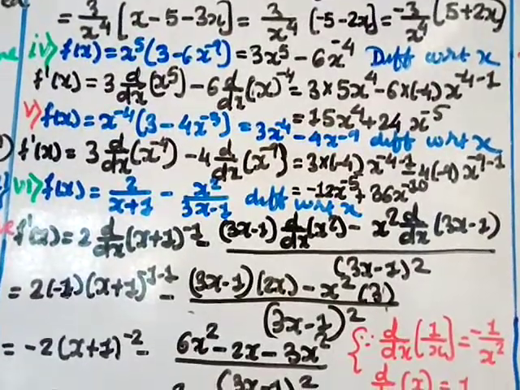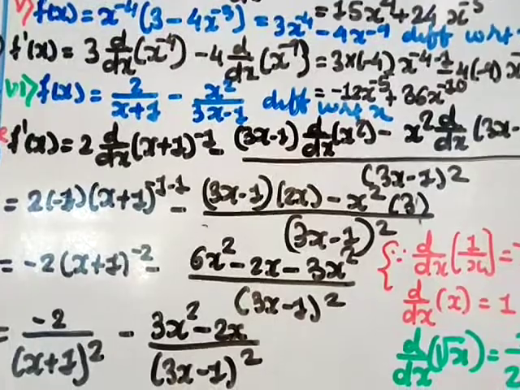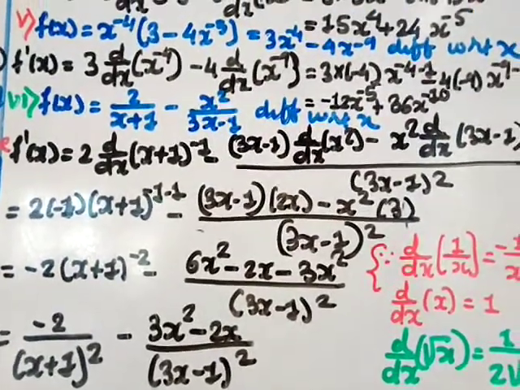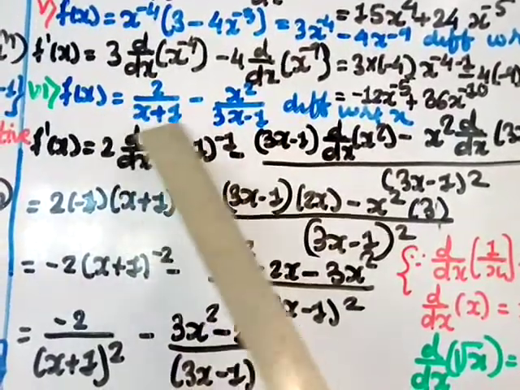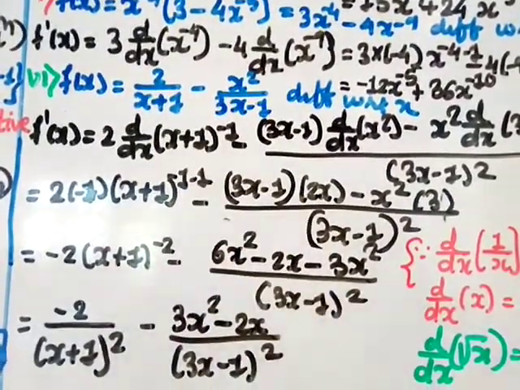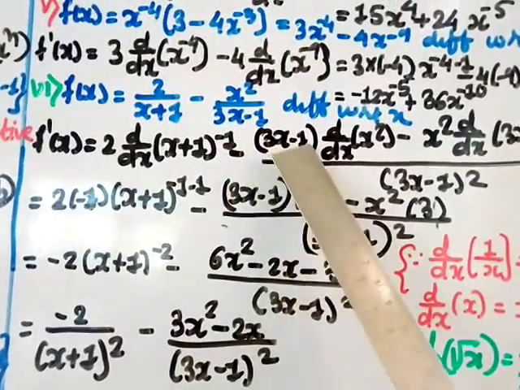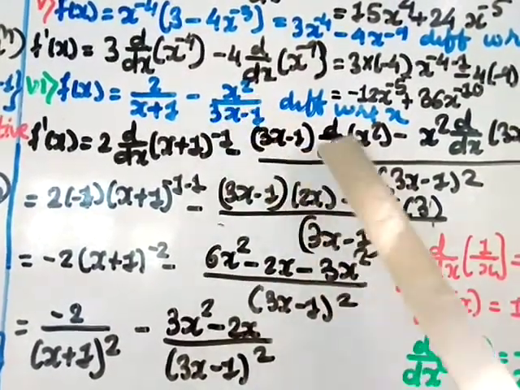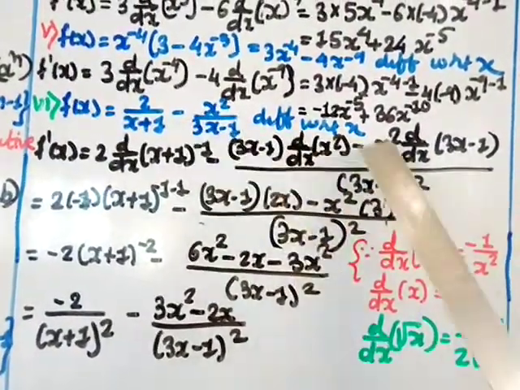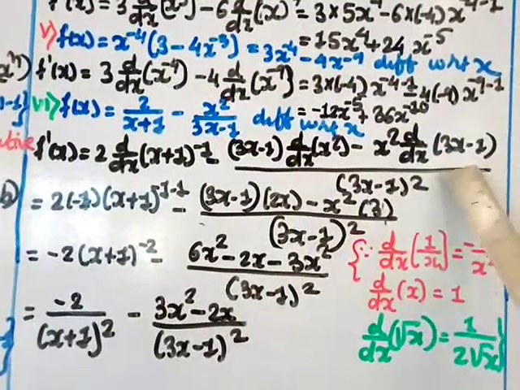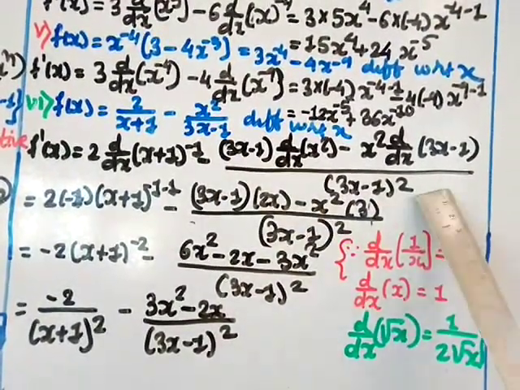Roman number 6, f x is equal to 2 by x plus 1 minus x square by 3x minus 1. Differentiate with respect to x. So f dash x equal to 2 d by dx of this x plus 1. I take in the numerator with the minus 1 power. And here I will use u by v form. So minus denominator 3x minus 1 as it is. Differentiate the numerator, that is d by dx of x square. Minus, now numerator as it is x square, d by dx of denominator, that is 3x minus 1. Divide by square of denominator, that is 3x minus 1 whole square.